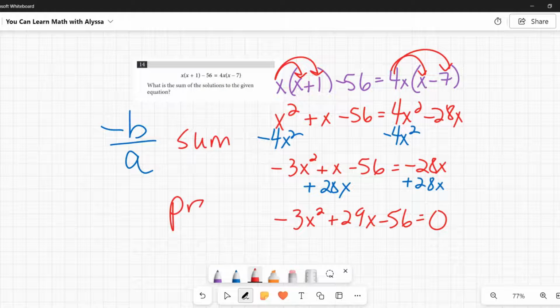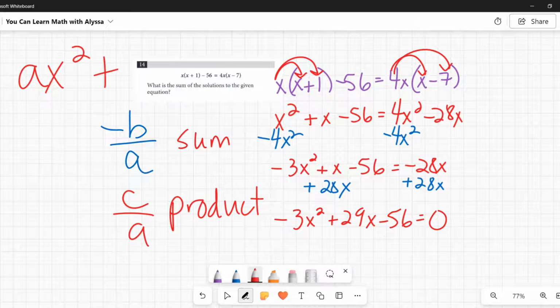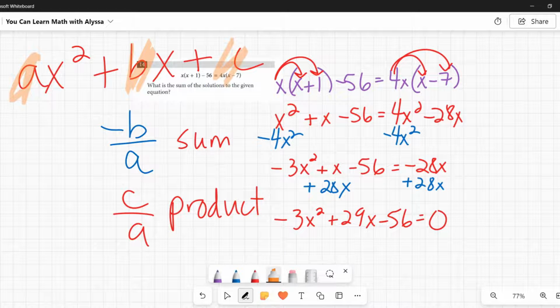There's also one for the product of the solutions, and that is c over a. And when we're talking about a, b, and c, we're referring to ax squared plus bx plus c, so a, b, and c, make sure you include the signs with them, are the numbers next to the variables. So in this case, negative 3 would be my a, 29 would be my b, and negative 56 would be my c.